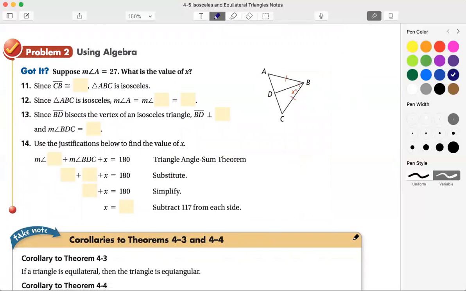Suppose we know angle A is equal to 27. What is the value of x? Since line segment CB is congruent to line segment AB, by the markings, we know it's isosceles. Since I have an isosceles triangle, I know the measure of angle A must equal the measure of angle C. Base angles must be congruent, so they both must now equal 27. All right, notice how this bisects the angle. Since BT bisects the vertex angle of an isosceles triangle, BD must be perpendicular to AC. And that means angle BDC must be 90 degrees. But look at this, I know what the angle measures are. I think I can add them. So the measure of angle C plus BDC plus x must equal 180. Substituting in the measures I just found, I add those together, I subtract 117, and I get 63.